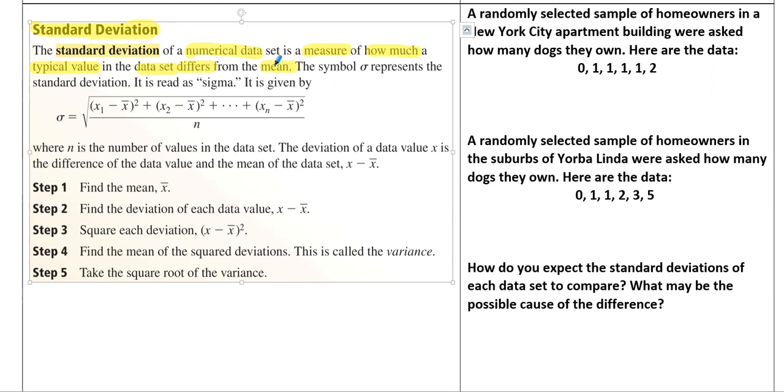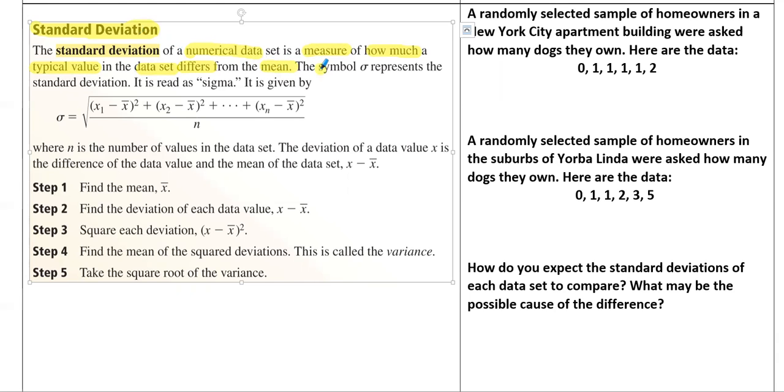If you have a data set that's really spread out, are the data values going to be further from the mean or closer to the mean? Further from the mean. If you have a data set that's really, really concentrated just on maybe a couple values, are the data values going to be close or far from the mean? They're going to be pretty close. So standard deviation is going to be an actual measure of how close or how far.